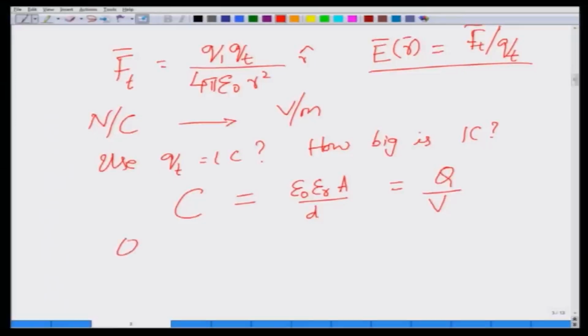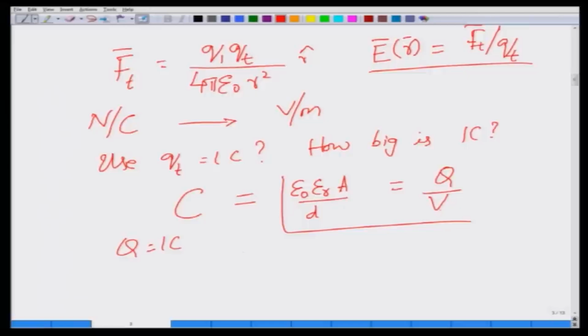Now, if I say Q is equal to 1 coulomb, what would that mean? What voltage do I have to apply in order to ensure that there is 1 coulomb of charge between the two plates of a parallel plate capacitor? Let us see how much we have to put down as the voltage. With Q as 1 coulomb, I can use this equation to solve for certain parameters. I am not really interested in the exact numbers, just the order of magnitude results.